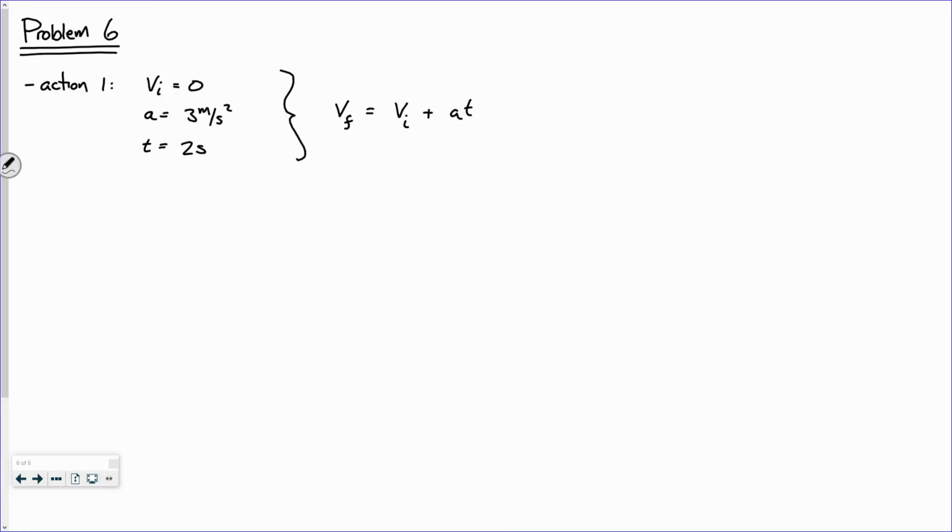Y'all remember that? Bringing it back, right? All that basic physics. Been a while, right? In other words, if it accelerates 3 meters per second squared for 2 seconds, when it's all said and done, it's got a final velocity of 6 meters per second. Everybody okay with that?